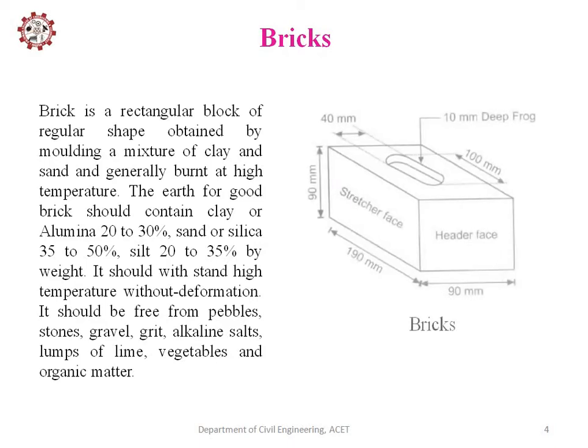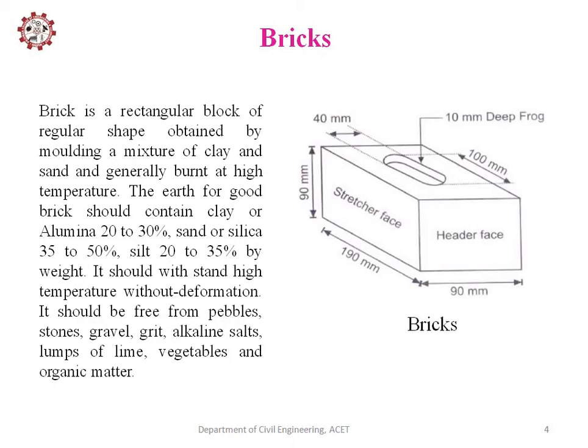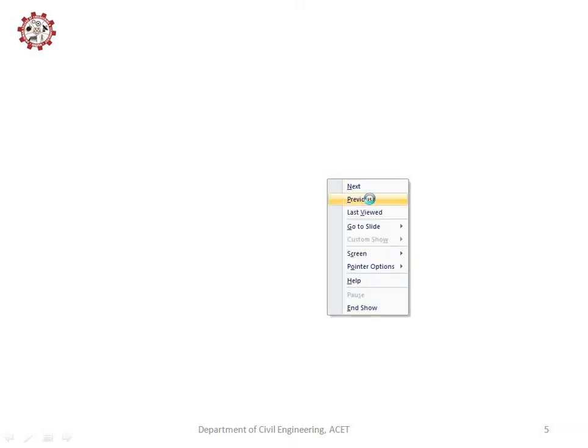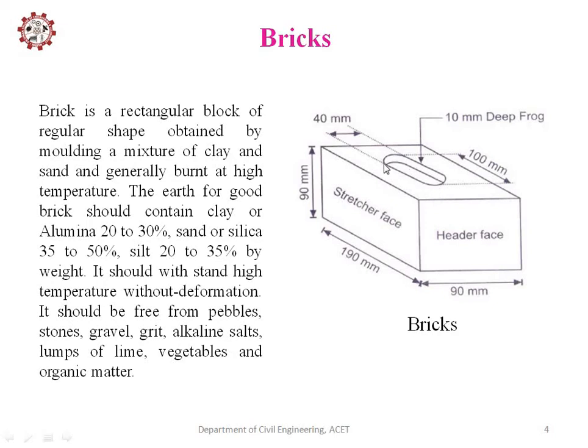So what is the regular shape of the brick? If you can see, it is 190 mm stretcher face, 90 mm header face and 90 mm height. You can see there is one frog deep inside to hold it and carry it. Its dimensions are length 100 mm, 40 mm width and 10 mm deep to hold the brick.